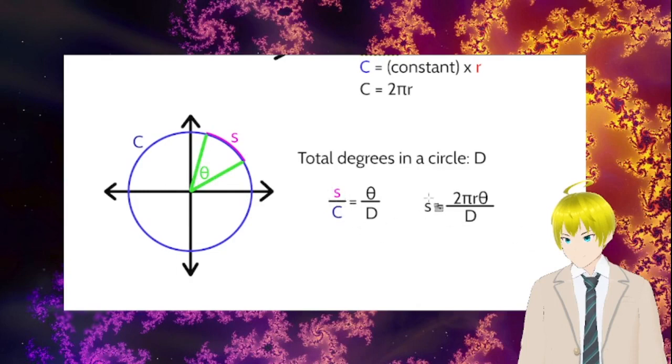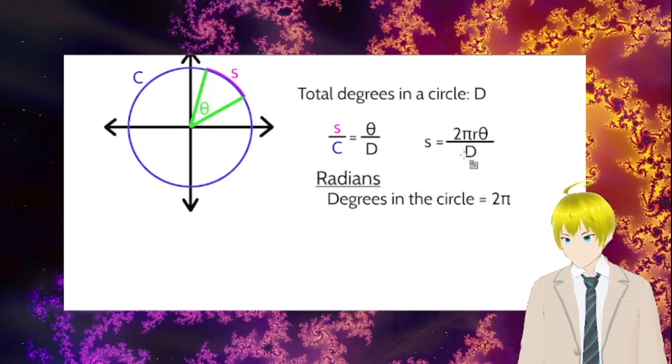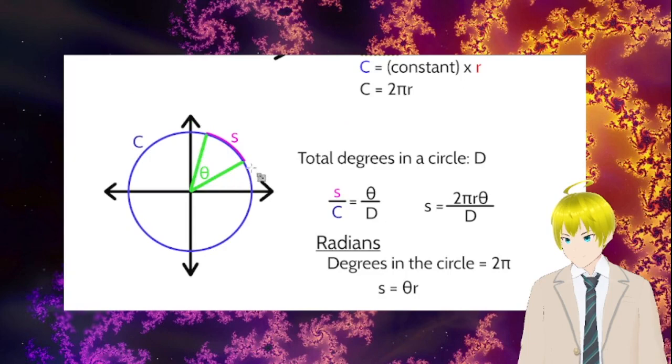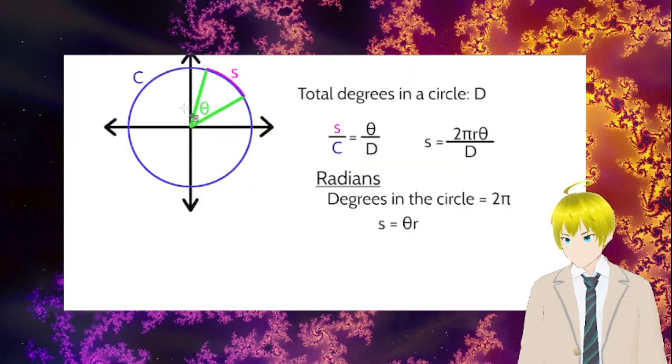So now solving for s and plugging this in for c, 2 pi r, we get this formula, which is very uncomfortable. So we choose a measuring system called radians, and that asserts that d, the number of degrees in the circle, is 2 pi. So that's very nice. If you have 2 pi on the bottom here, it cancels with the 2 pi on the top, and then you have this nice formula, s equals theta r. So in the system of radians, calculating the arc length subtended by an angle is very easy. It's just theta times r.